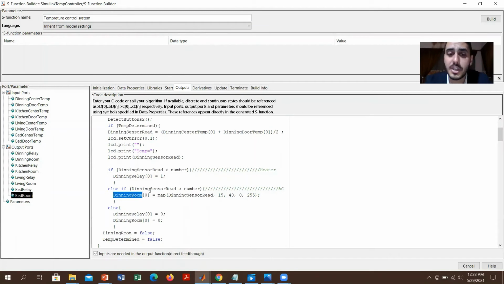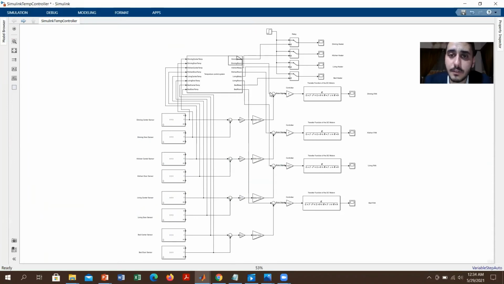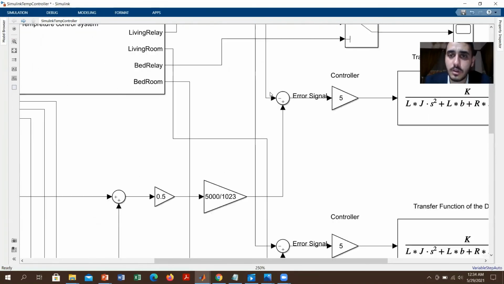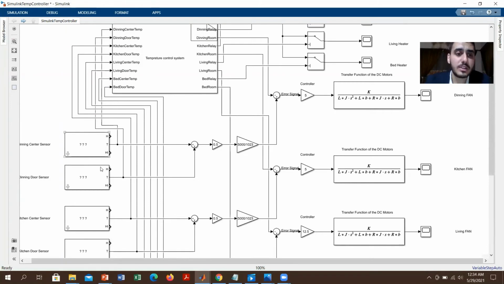Else, if our average temperature was greater than the temperature needed by the user, we will map the temperature needed by the user, which is from 15 to 40 degrees Celsius, to a signal from 0 to 5 volt, and we assign it to the dining room pin, which is an analog pin. Thus, here we will have a signal from 0 to 5 volt. On the other hand, these two temperatures, we add them and divide them over 2. Thus, we will get our average temperature here.